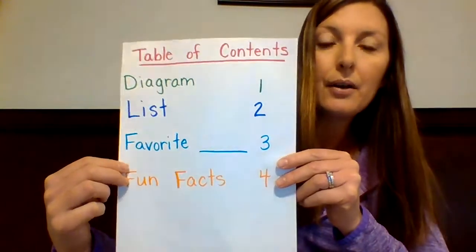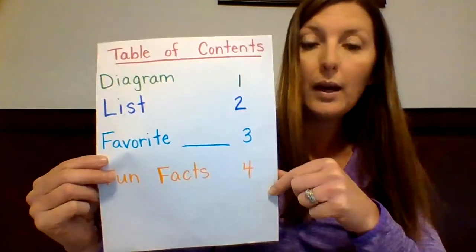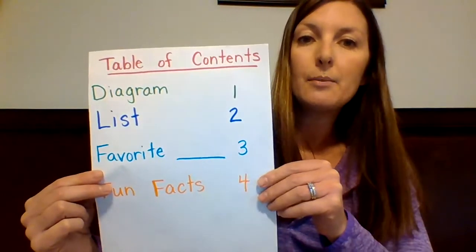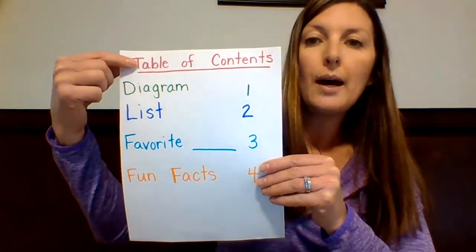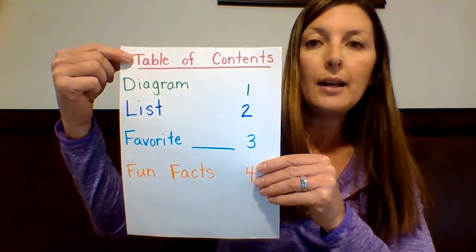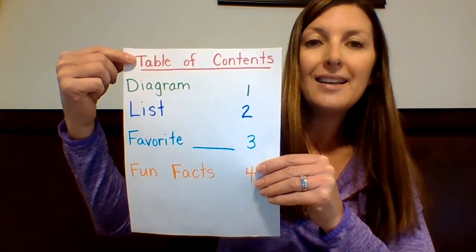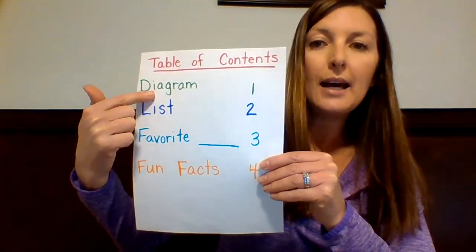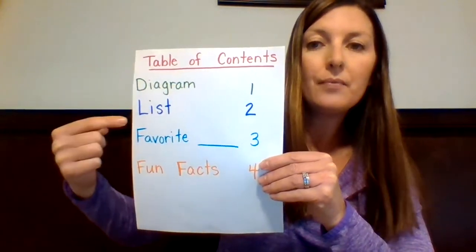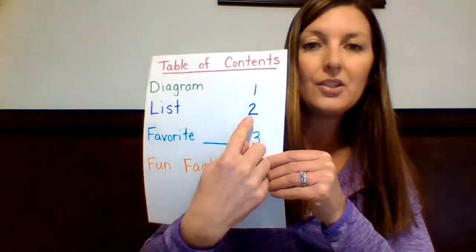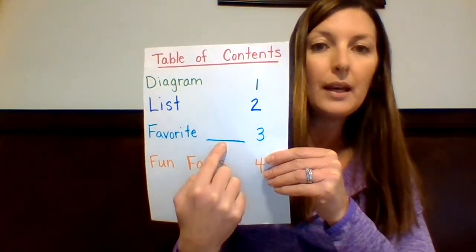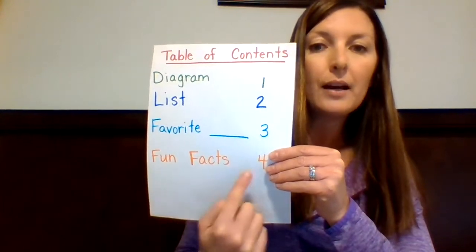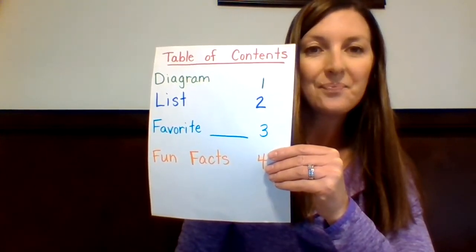Okay, so again, you're going to find a piece of paper. It can be plain white, it can have lines on it, whatever you want to use for your table of contents page. You're going to go ahead and write the title or heading at the top, table of contents, and then you're going to write the name of each page. Diagram, page 1, list, page 2, favorite, blank, whatever you wrote about, page 3, and then fun facts, page 4.